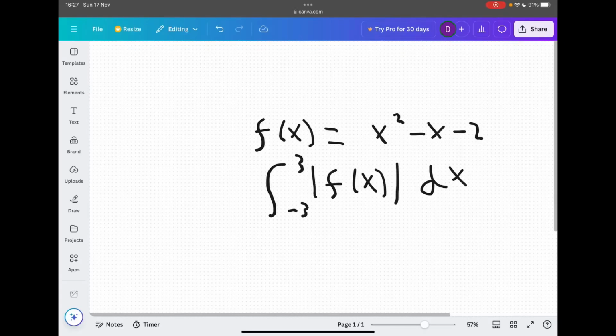So I've got this integral here, and we've got the function x squared minus x minus 2, and we're trying to find the modulus of f of x, and our limits are 3 and minus 3. Now, things are going to get interesting here, because we've not really been properly taught how to integrate functions when there are modulus bars.